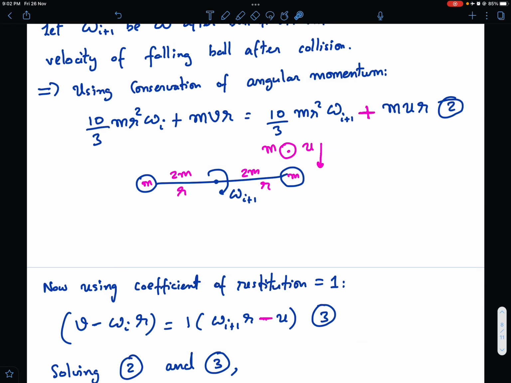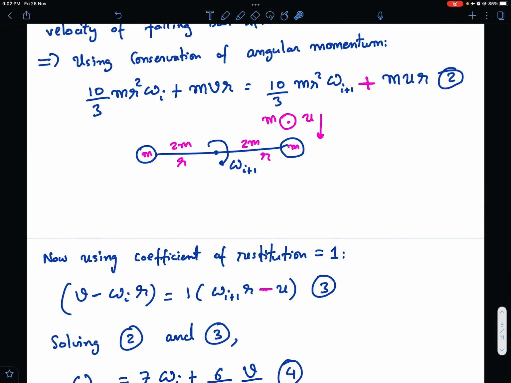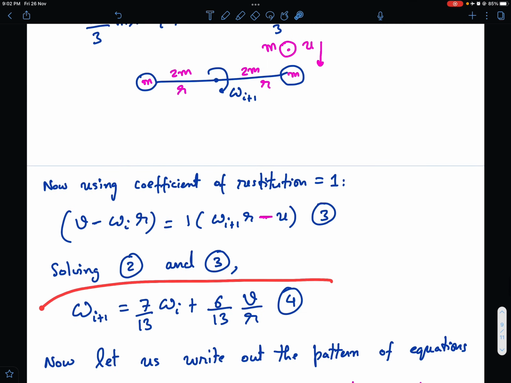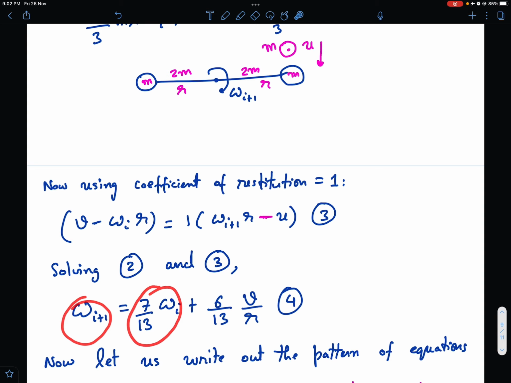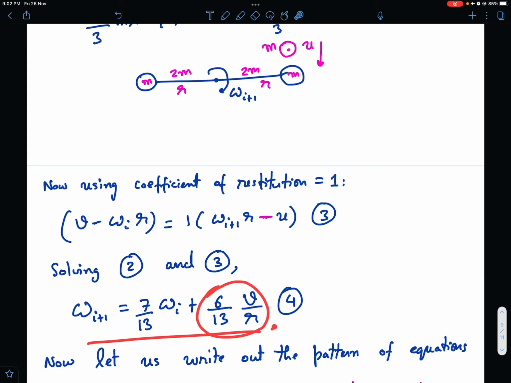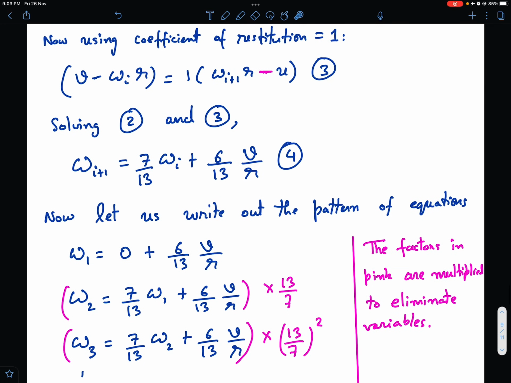Now I can solve equations 2 and 3 simultaneously. I did it in a computer algebra system, but this simple system you can solve by hand also. So this is your omega I plus 1 that you get upon solving the system. That is, omega I plus 1 is 7 by 13 omega I plus 6 by 13 v by r. So this is our recursion relation. Now I want omega I in terms of I itself and not in terms of the previous omega. So I need to do a suitable manipulation so that I can eliminate the intermediate omegas, and I can directly get omega I. So now using this recursion relation, let's try to write the pattern.